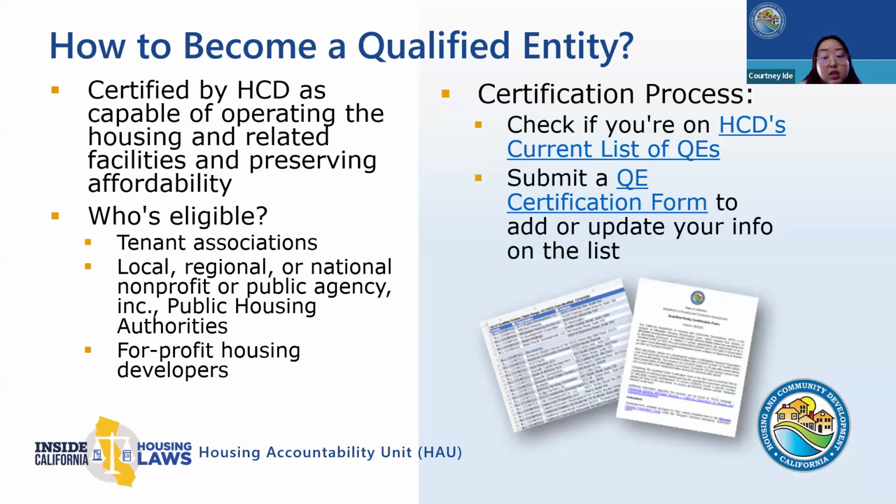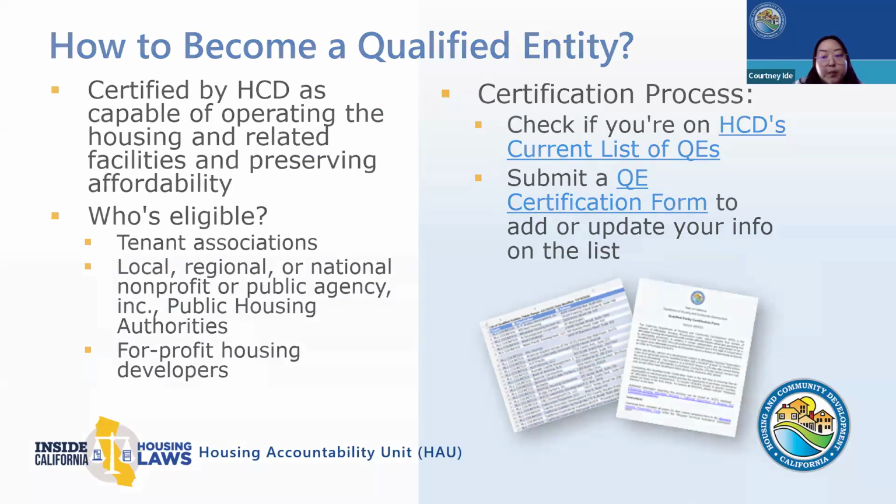65863.11, Subdivision E. Interested party can initiate the process by submitting a completed QE certification form to HCD. This form is available on our website, and we'll share the link to this later. This form can also be used to update an existing QE's information. If you're uncertain of your entity status as a QE, you can always check HCD's current list of QEs posted on our website. Next slide, please.